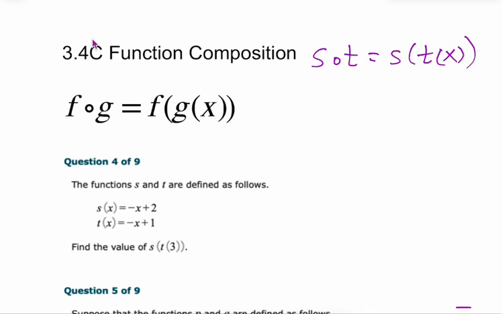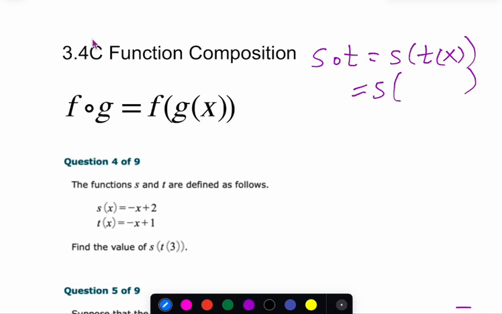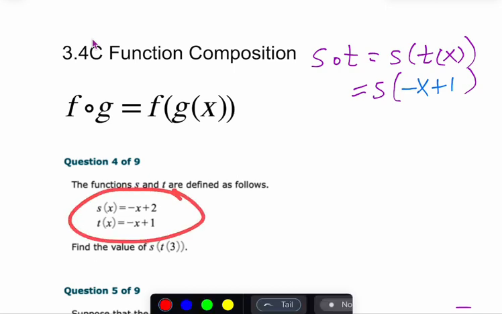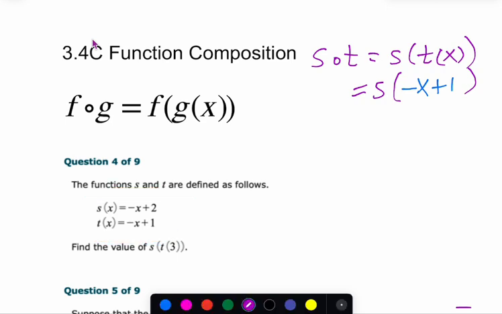We're going to use the functions that we see right here for S and t. So for our t function, you're going to write your t function inside of your S function. I'm just going to write out the t function. It's negative x plus 1. And that's going to be my input into my S function. So if we look at my S function down here, it's negative x plus 2. So it's really just the opposite of my input plus 2. But my input happens to be negative x plus 1.